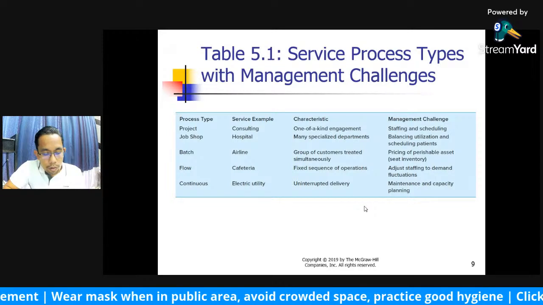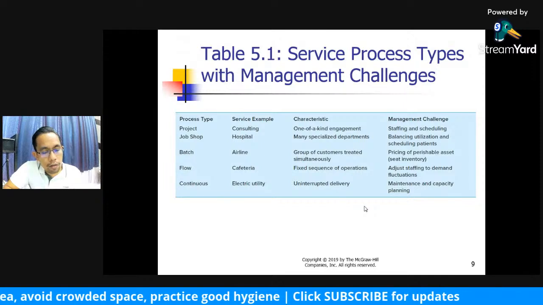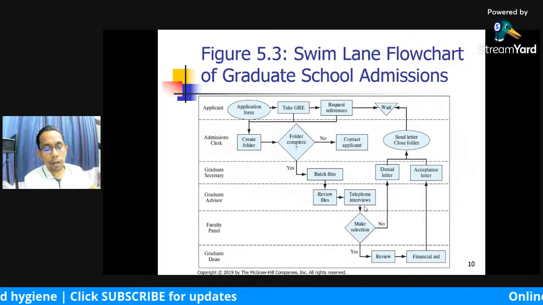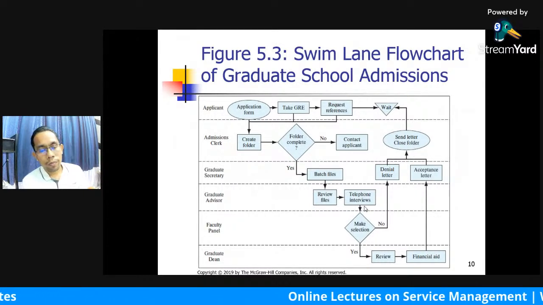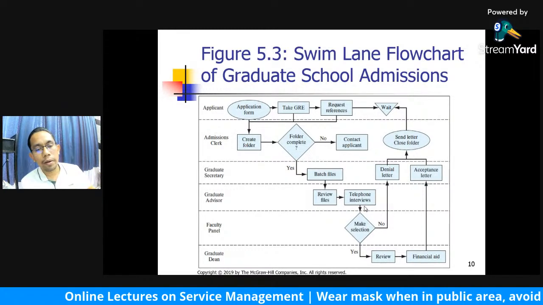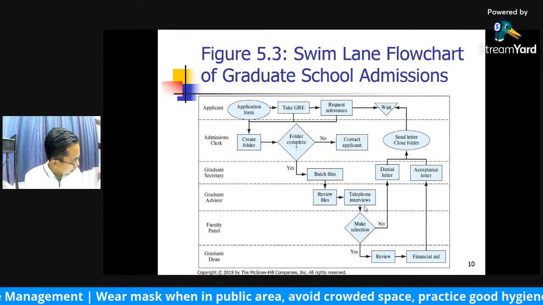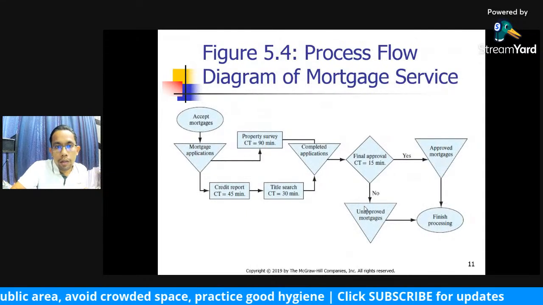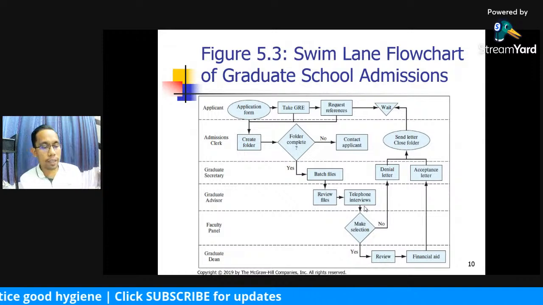Okay, so figure 5.3. 5.3 is about the swim lane flowchart here. The swim lane flowchart example is from the graduate school admission, from the applicant side to the admission secretary until the graduate. Okay, this is an example we can have. If you go to the book, 5.3, we have a legend there.